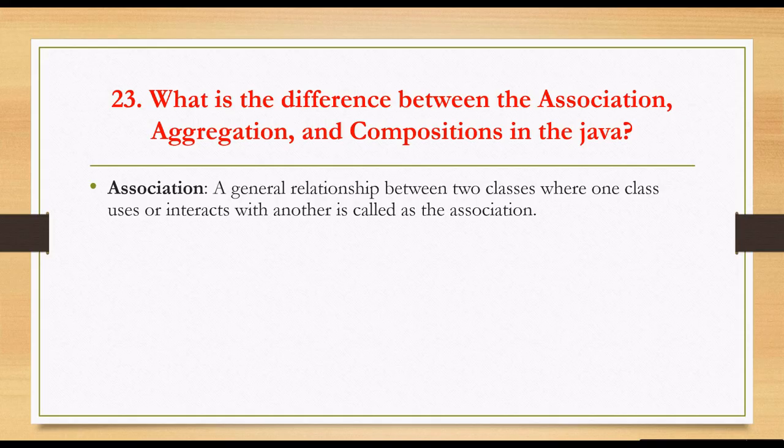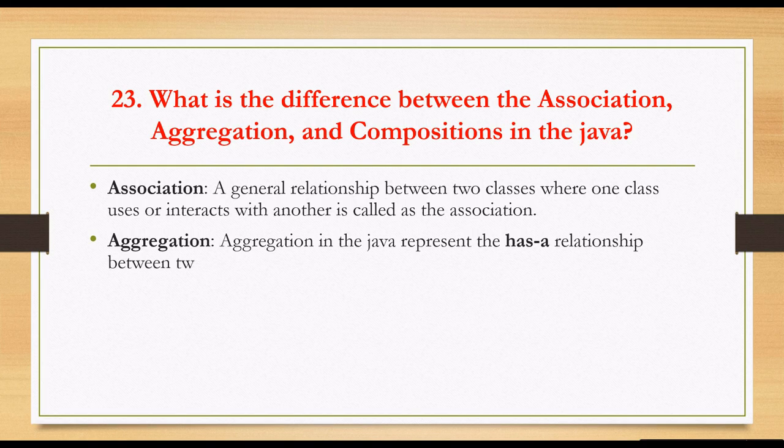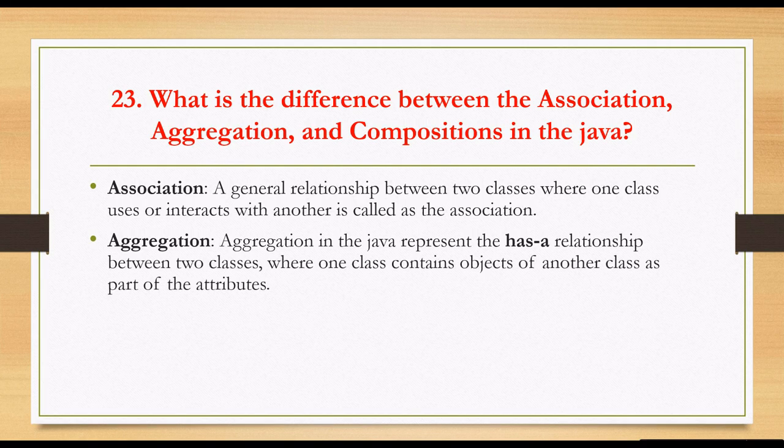Then second, we will see aggregation. Aggregation in Java represents a has-a relationship between two classes where one class contains an object of another class as a part of its attribute. So let's see in the code how we will write aggregation.